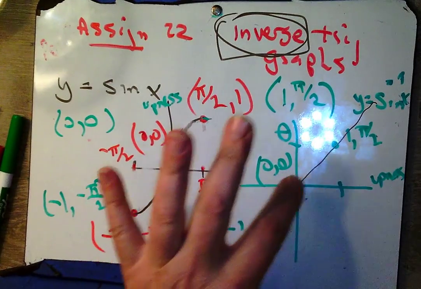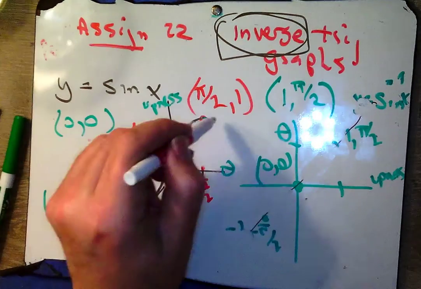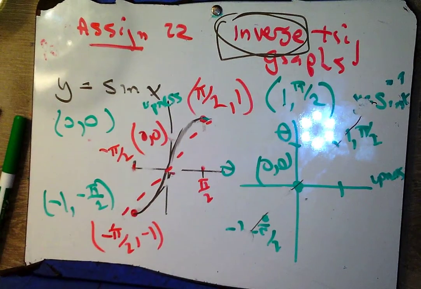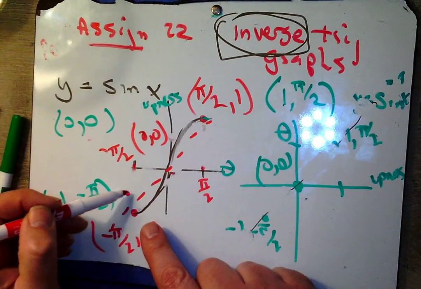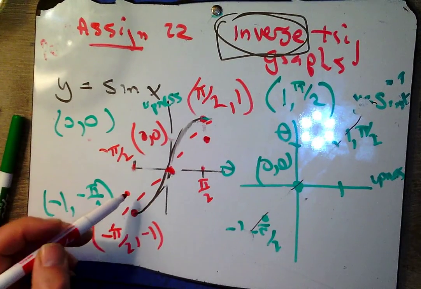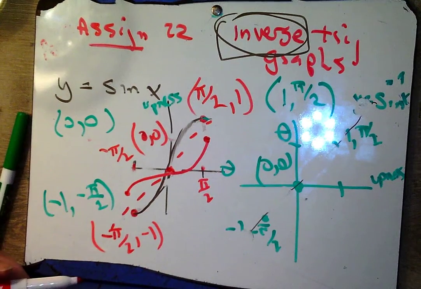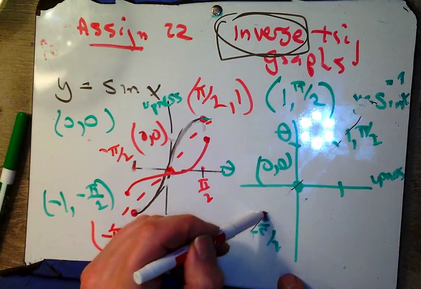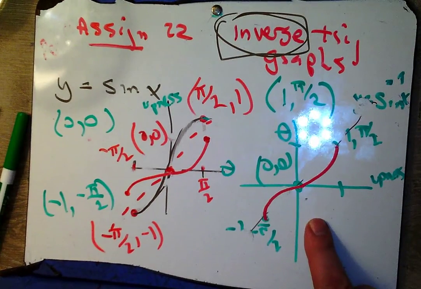Remember, a graph of a function and that function's inverse should reflect across the line y equals x. So when I think about drawing the inverse, I'm thinking about this, and this, and this. Go down, don't give up. And I would have something like that. So that, and then that. That's my inverse sine graph.